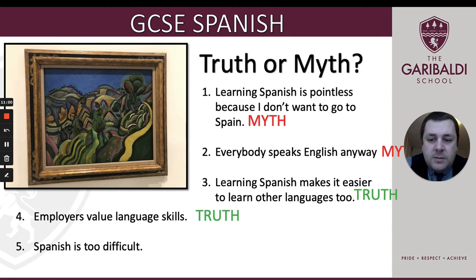Spanish is too difficult. Okay, hopefully you identified that that is a myth. As I mentioned earlier, Spanish is one of the easiest languages to learn. The pronunciation is relatively straightforward, and the grammar, especially at GCSE level, isn't too demanding. And learning a language is not difficult. You've all managed to speak one already, which is English. Spanish has a lot of cognates, so there's a lot of words that look like English that you can work out. So things like bicicleta, bicycle, geografía, geography, lots of words that look like English.